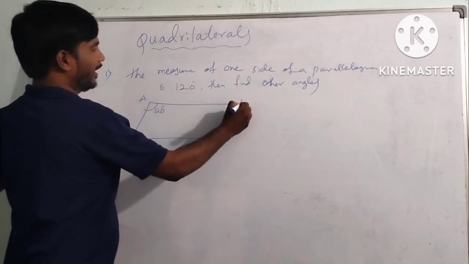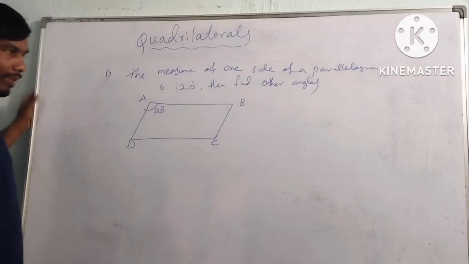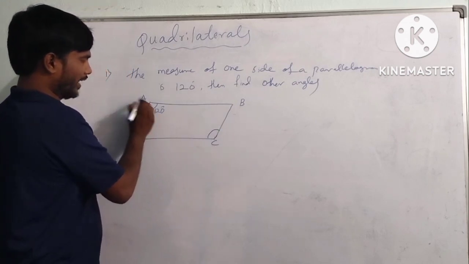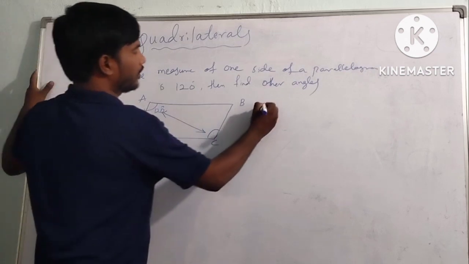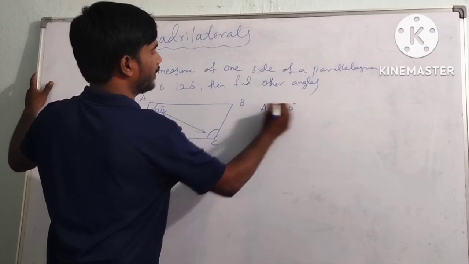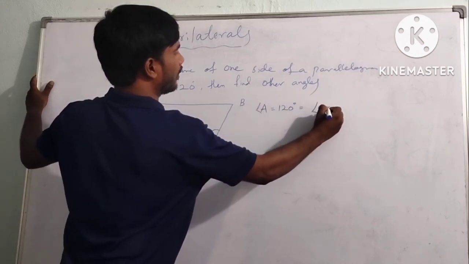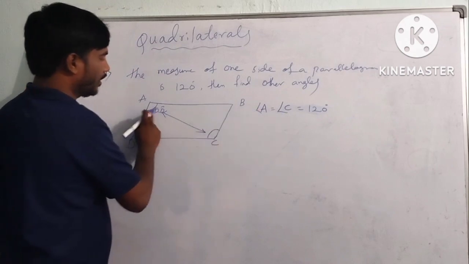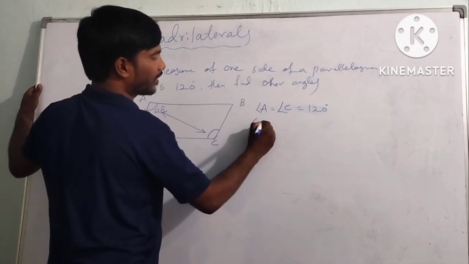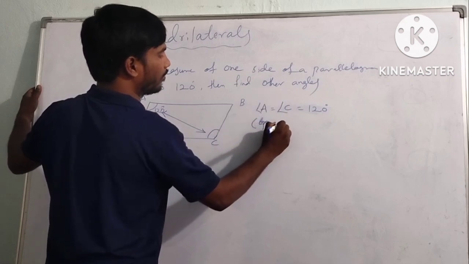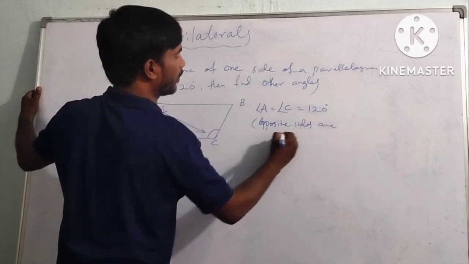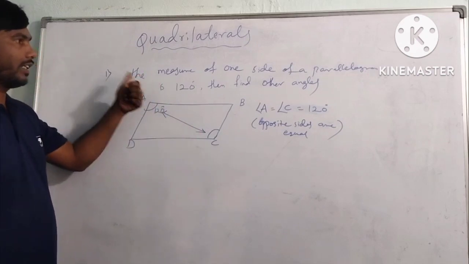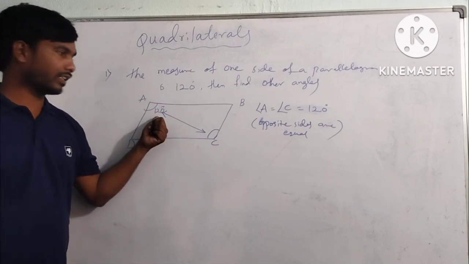So if ABCD is a parallelogram, according to the parallelogram property, opposite angles are equal. What is the opposite angle to A? That is C. Angle A is equal to angle C, which is 120 degrees. Why are these two equal? Write that in the bracket: opposite angles of a parallelogram are equal. Angle A and angle C are opposite angles. In the question he mentioned it is a parallelogram, so that's why opposite angles A and C are equal.